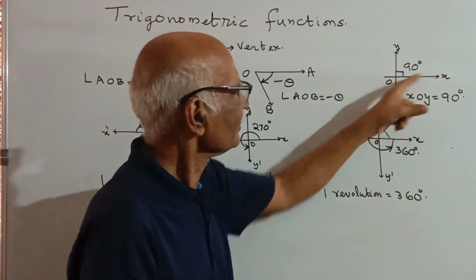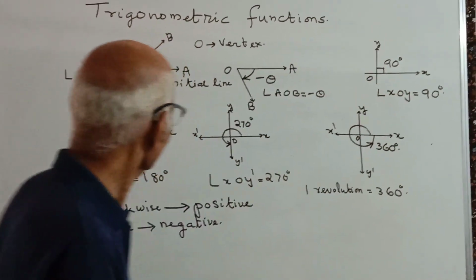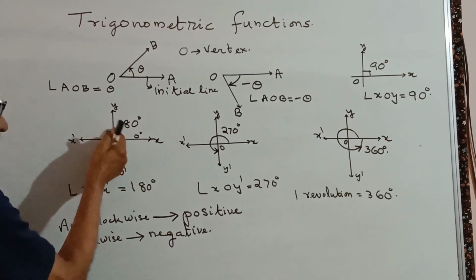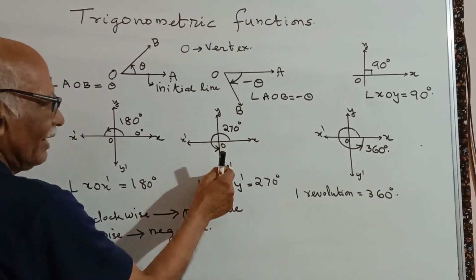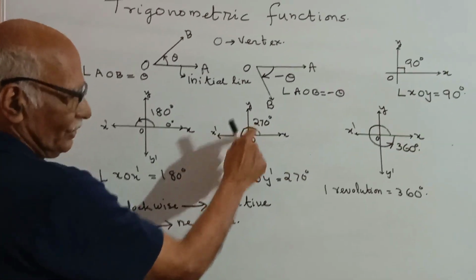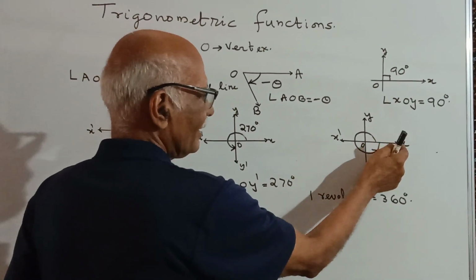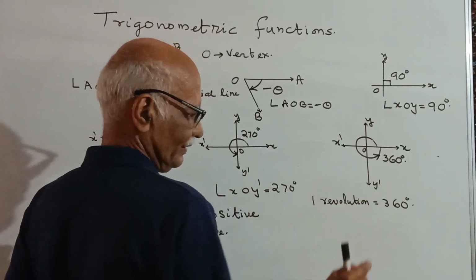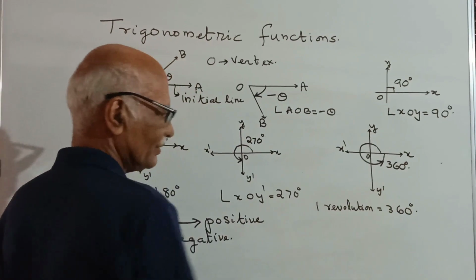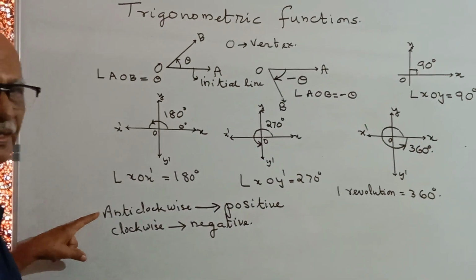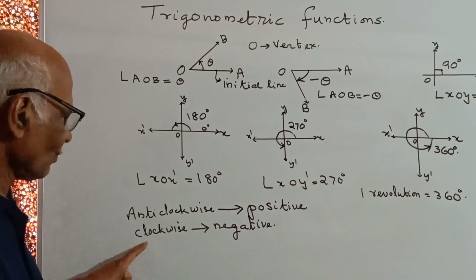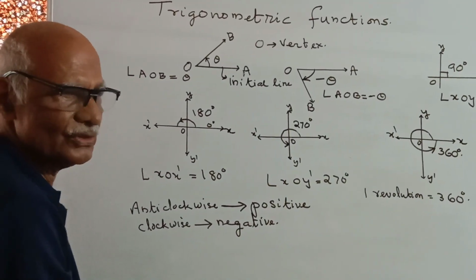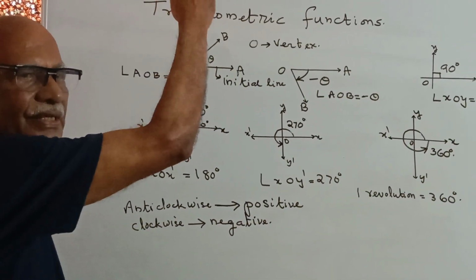Now here angle XOY is 90 degrees. Here angle XOX dash this way is 180 degrees. Here XOY dash this angle is 270. Then angle XOX after one complete revolution is 360 degrees. So one revolution is 360 degrees. Important idea: anti-clockwise direction is positive, clockwise direction is negative. So if you go like this, it is negative. If you go like this, it is positive.